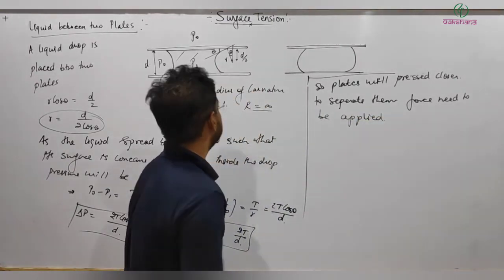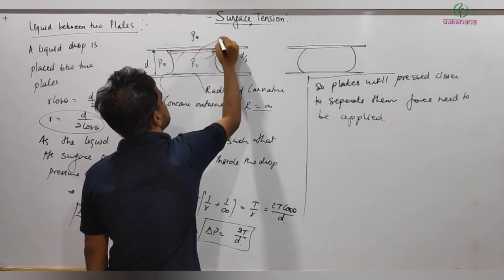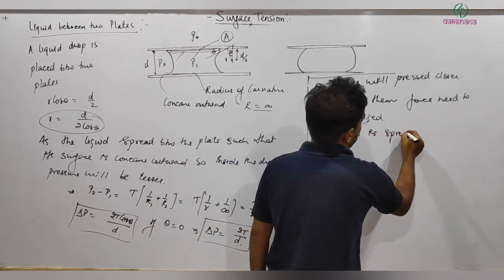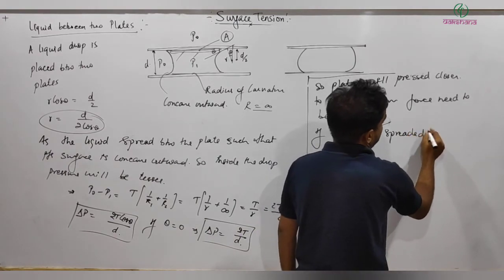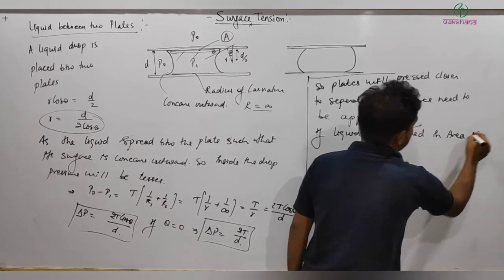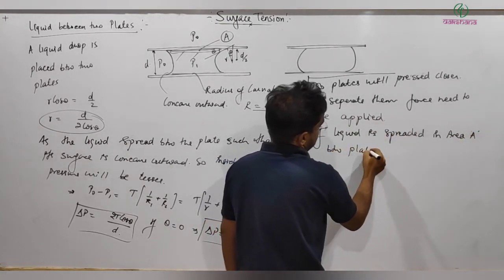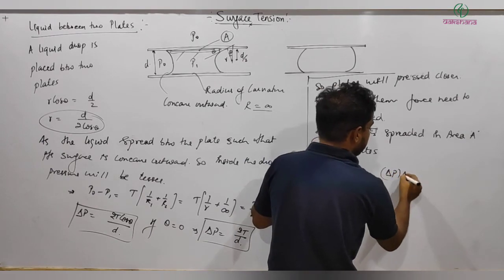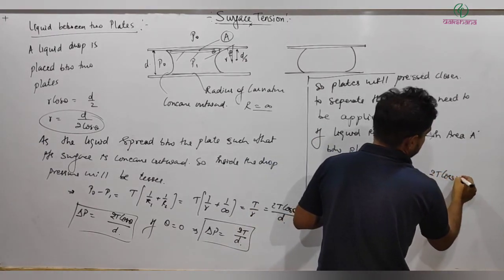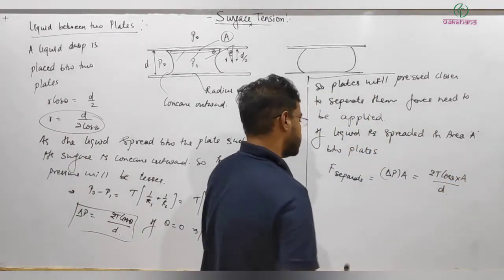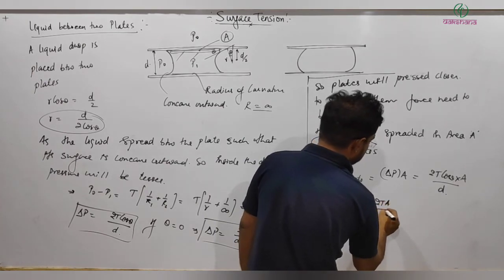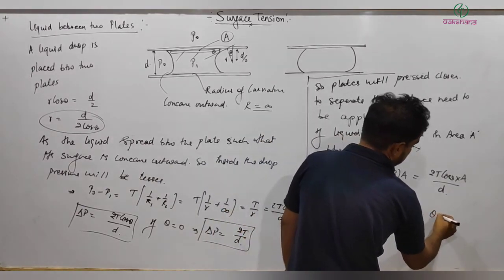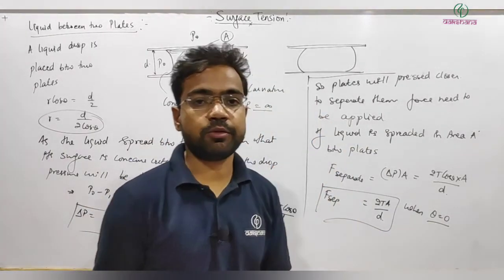We can get that force. If the liquid is spread in area A between the plates, then the force to separate the plates is given by delta P multiplied by area, that will be 2T cos theta into A divided by D, or if theta is 0, then that is also equal to 2T into A divided by D. That is F to separate when theta equals 0.